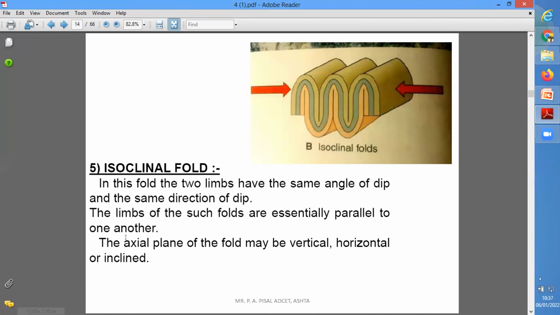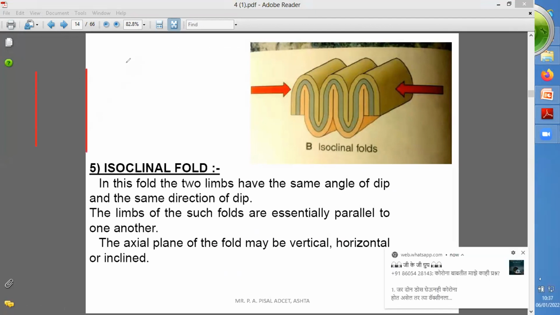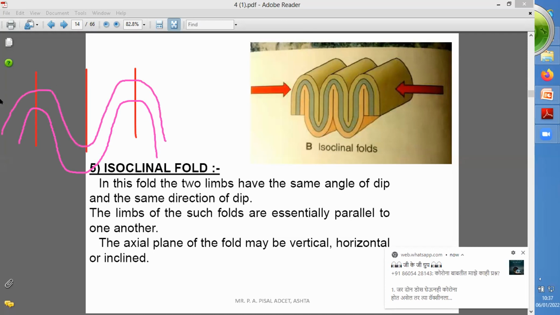आता आयसोक्लायनल मध्ये काय सांगितलेलं होतं आपण? The last point, the axial plane of the fold may be vertical, horizontal or inclined. आता यामध्ये काय सांगायचं तुम्हाला की फक्त असे व्हर्टिकलच या ठिकाणी हे जर तुम्ही बघितले तर हे फोल्ड ऍक्सिस आहेत आणि या फोल्ड ऍक्सिस मध्ये suppose these are the isoclinal folds. हे आयसोक्लायनल फोल्ड्स आहेत तयार झालेले. These are the vertical isoclinal folds. Now they are not only vertical, it may be inclined like this.